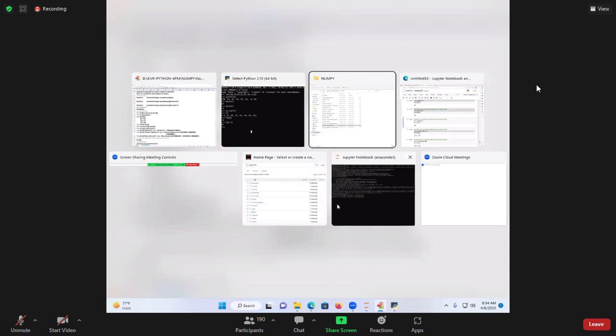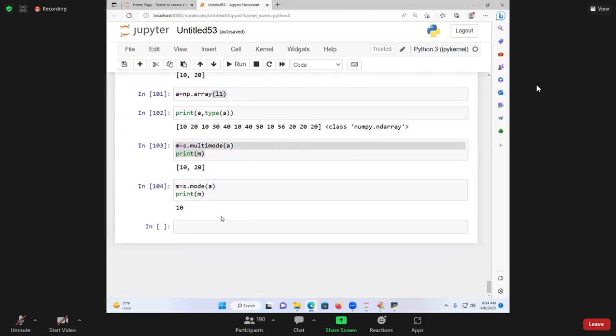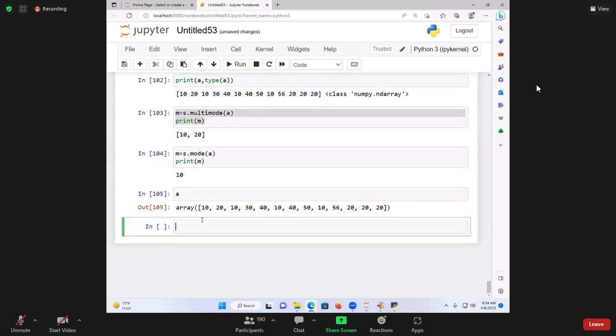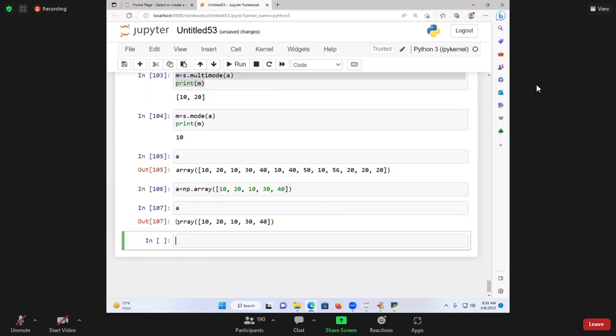I want to take up one more example here. See, students, this is my A matrix. I will take only a few elements. A is equal to np.array of, like this I am taking. These are my elements. Now you see, print A.